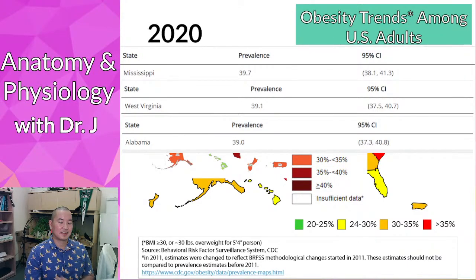So we'll save that for next week. We'll talk about adipose and how it's related to not just diabetes mellitus, but adipose itself also has its endocrine effects.